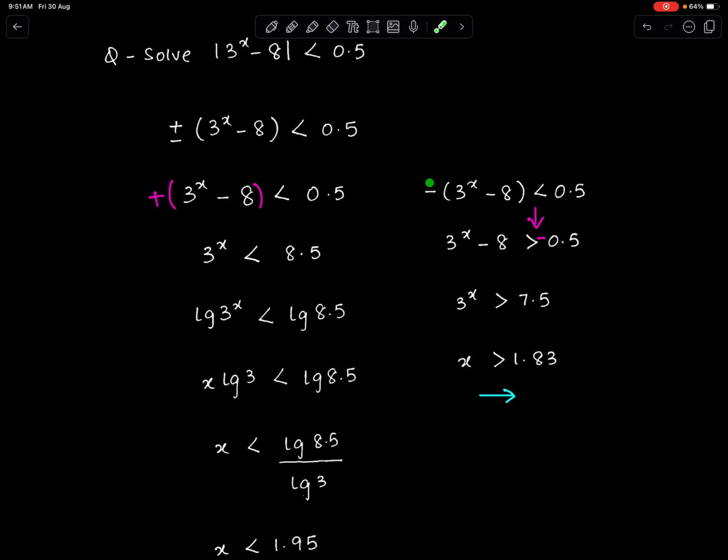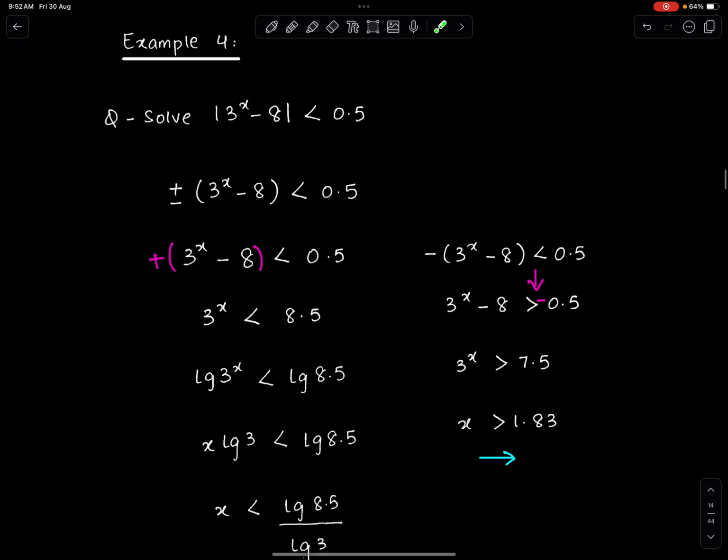Now when we shift this negative here, we'll get greater than minus 0.5. Make sure you change the sign of inequality while shifting negative to the other side. And after taking log and simplifying, we get 1.83, to 3 significant figures.